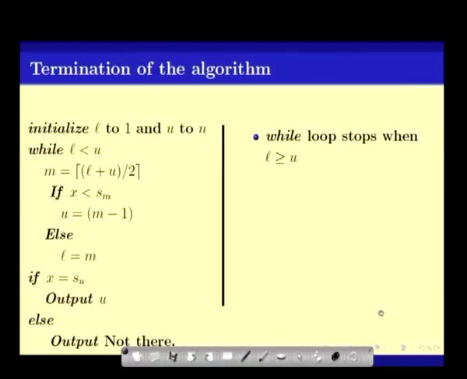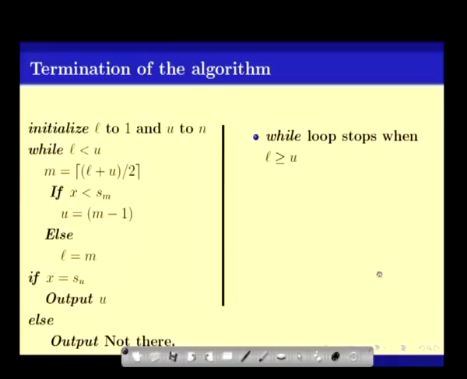So, this is the pseudocode of the binary search, and one of the main things to check is the termination of this algorithm. It is a bit crucial thing to check. It happens when, of course, L becomes greater than or equal to U, and the while loop stops. Because if L is strictly less than U, then one thing to note is that the way m is chosen, L is less than or equal to m, which is strictly less than U.